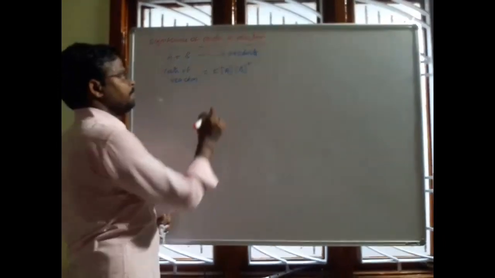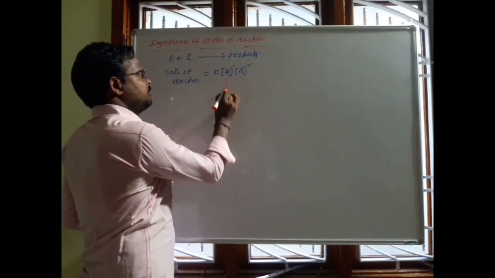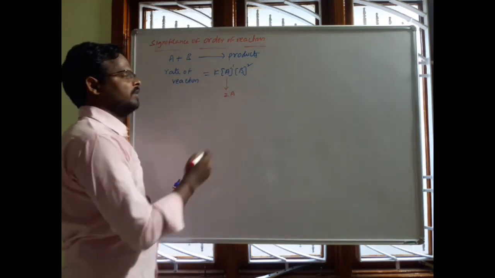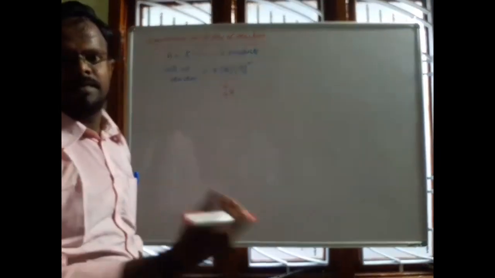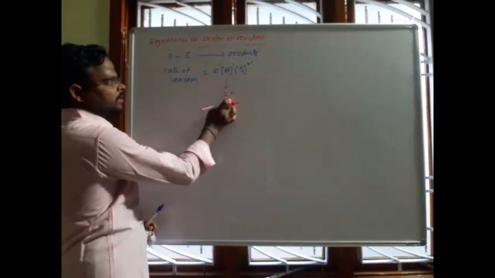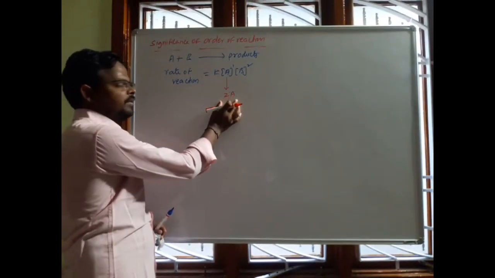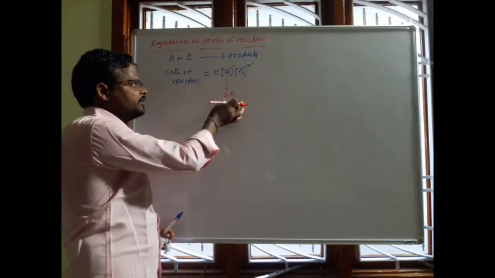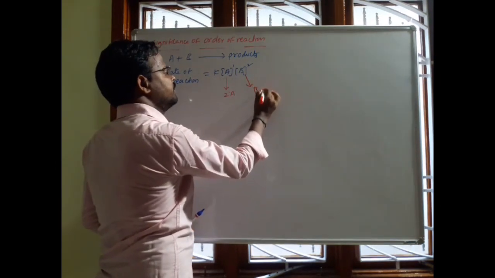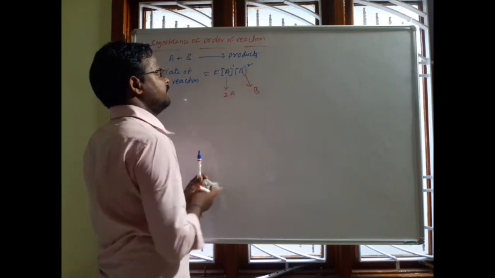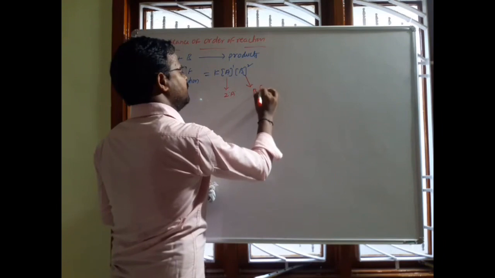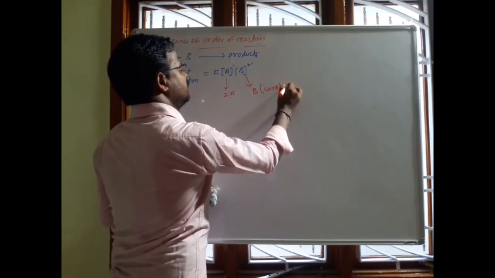Then, suppose the concentration of a reactant is doubled. What is the final rate? See, if I double the concentration of A and keep the concentration of B constant, that means the concentration of reactant B is constant.